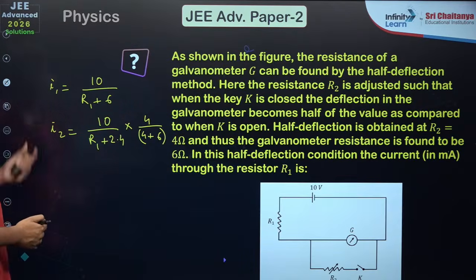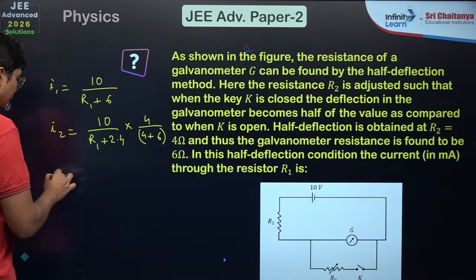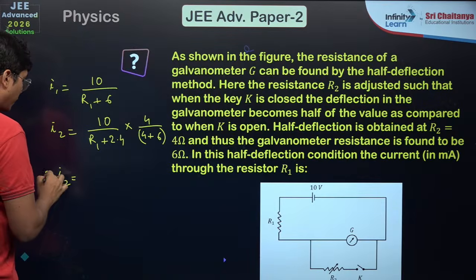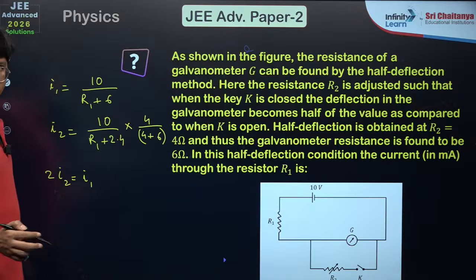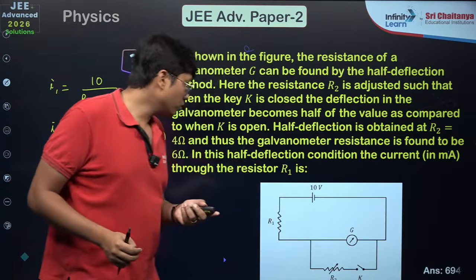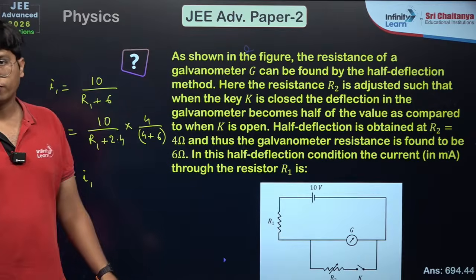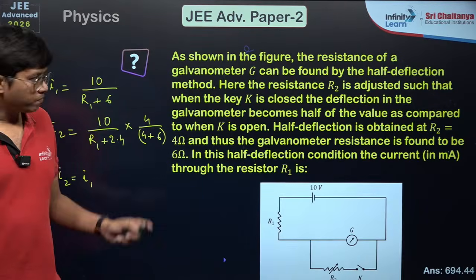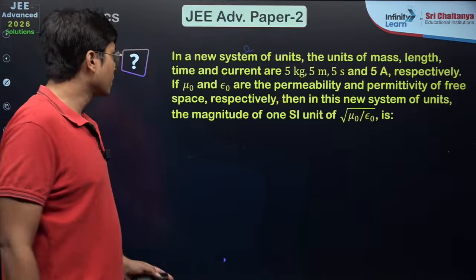Now, according to the question, this is the galvanometer resistance in the second case. I2 is basically, 2I2 is basically equal to I1 because it's half of that. Plug them in, solve for R1, you'll be able to get 694.44. Okay, not getting into the calculation.